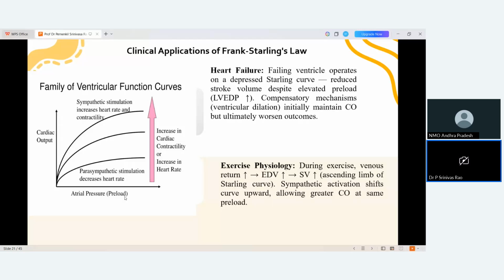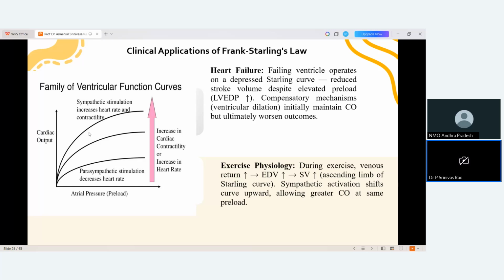During exercise, venous return increases. Okay. End diastolic volume increases. Stroke volume is increasing. That means the ascending limb of the, here you can see here, this is the ascending limb. Sympathetic activation shifts the curve upwards, allowing greater cardiac output at the same preload. Though there is the same preload, the inotropic effect is more. Understood? So the preload not only causes an increase in the cardiac output, here there is also an increase in the inotropic effect of the heart because of the sympathetic stimulation. So this is the clinical application.